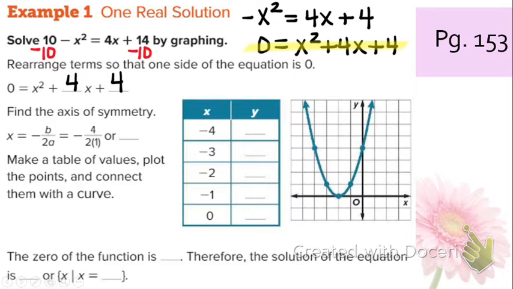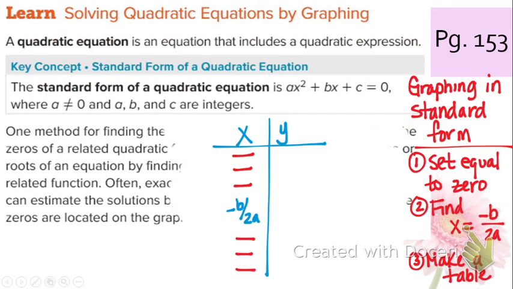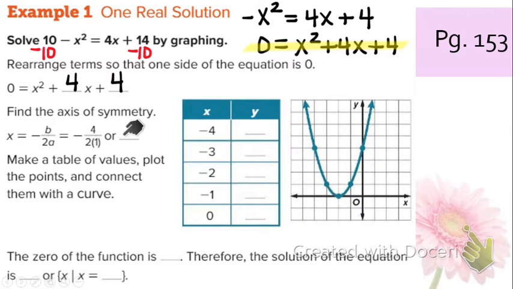Okay, step number 2, going back to our list, what did I say? After you set it equal to 0, we're going to find the axis of symmetry. So that's what they did next, was they found the axis of symmetry. X equals the opposite of b over 2a. So x equals -4 divided by 2, or -2.